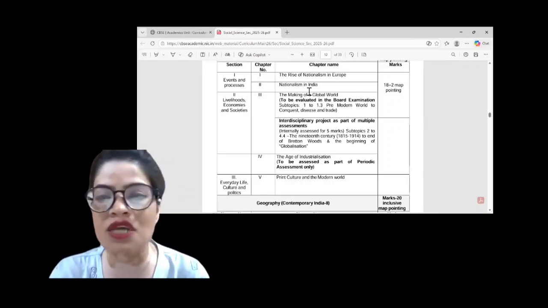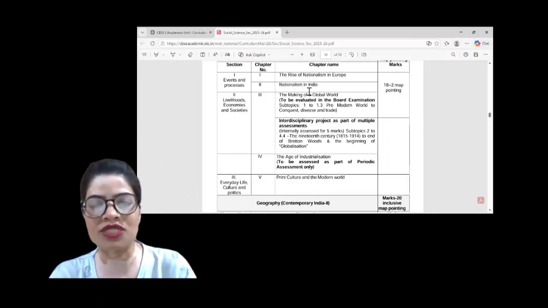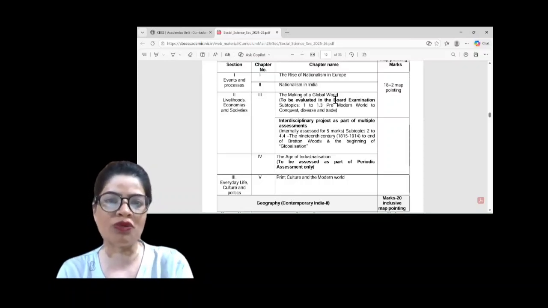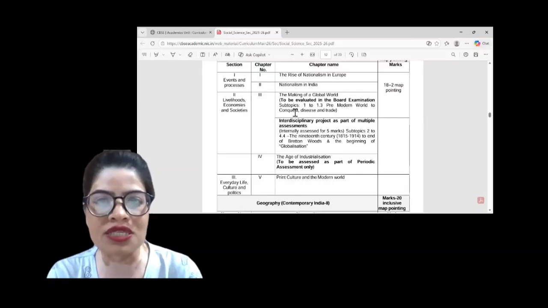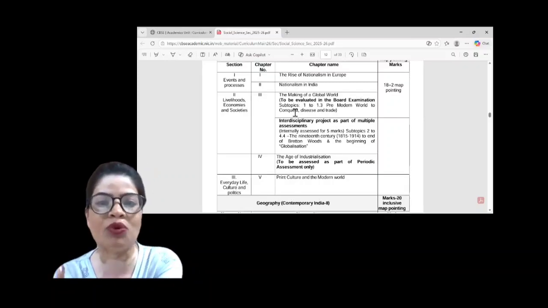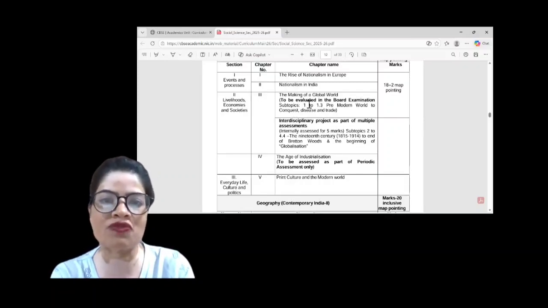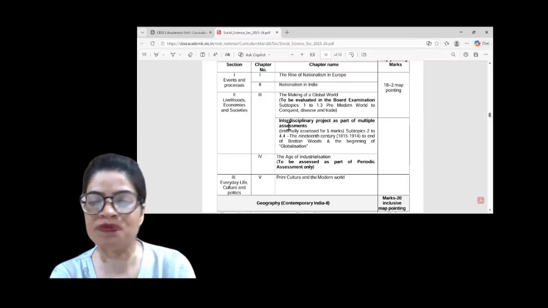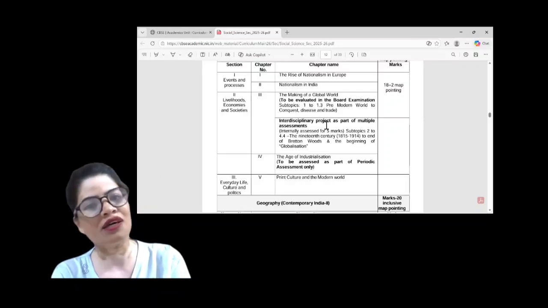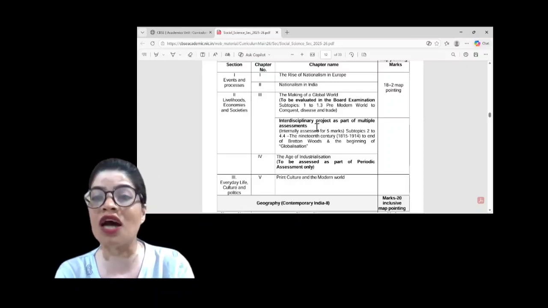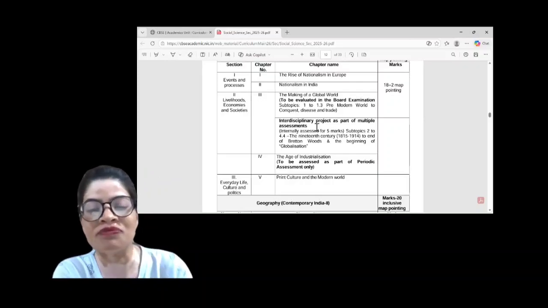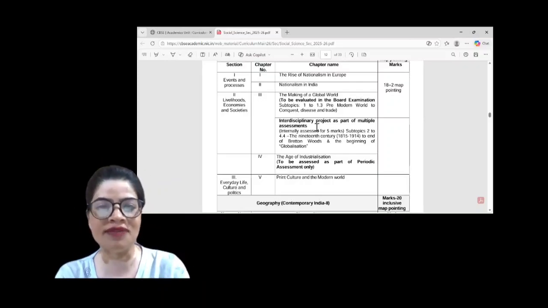So the first and second chapters will for sure come in your exam, and then there are two more chapters. Making of a global world, which is to be evaluated in the board exam, and the topics will be 1 to 1.3. So you only need to learn these topics from that chapter. But in the CBSE exam paper, sometimes they ask questions from the deleted topics as well. So don't panic. Let's see.